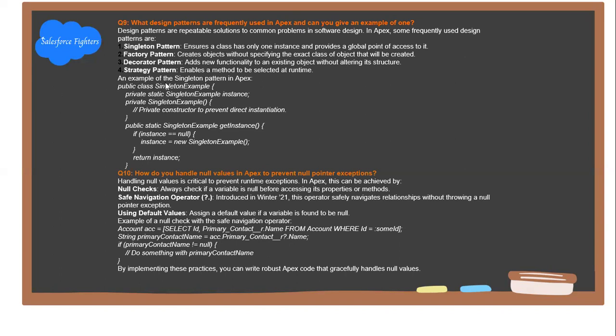An example of the singleton pattern in Apex. Public class SingletonExample. Private static SingletonExample instance. Private constructor to prevent direct instantiation. Public static SingletonExample getInstance. If instance is equal to null, instance is equal to new SingletonExample. Return instance.